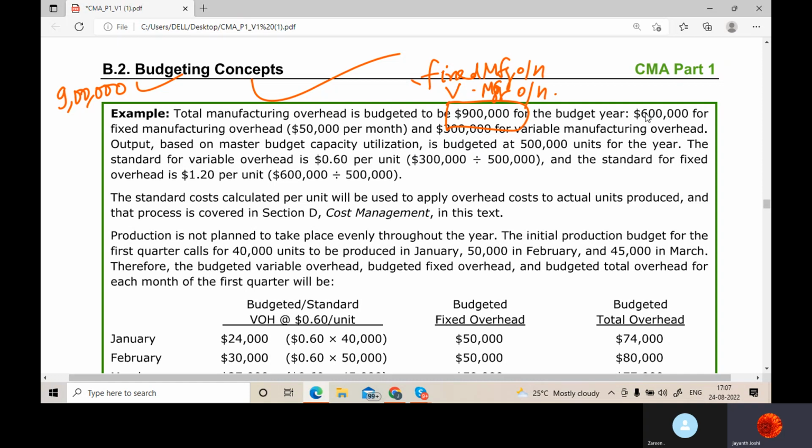Okay. Now 6 lakhs for fixed manufacturing overhead and 3 lakhs for variable manufacturing overhead. Now, output based on master budget capacity utilization. See, the master budget is the budget in which you make all the budgets like sales budget, production budget, material usage budget, cash budget, and then overheads budget. So you make all the budgets. Based upon that, output based on master budget capacity utilization is 5 lakh units for the year. So this many units they want to make.